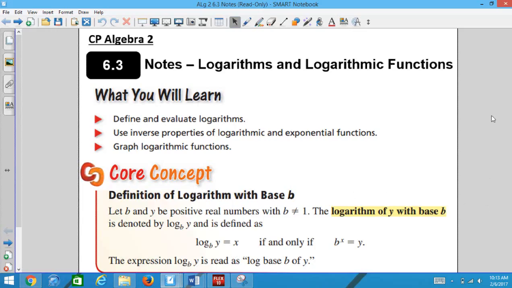So today's lesson is about logarithms and logarithmic functions. And we're actually not even going to get to the function part. We're just going to do logarithms. We're going to learn what logarithms are.